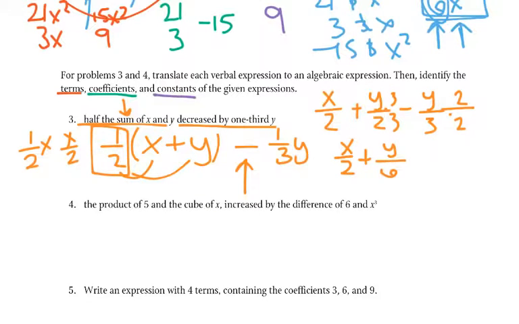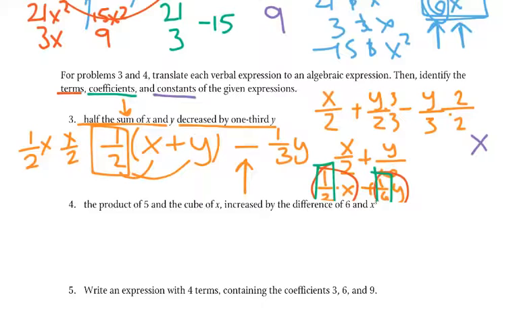Okay, so now we need to figure out what the terms, coefficients, and constants are of these. So, we should see that there's no constants, right? That x over 2 and y over 6, okay, that's like 1/2 times x plus 1/6 times y. So they both have variables with them, but those are our two terms, right? 1/2 x, 1/6 y. And our coefficients would then be 1/2 and 1/6. And we have no constants. Alright.